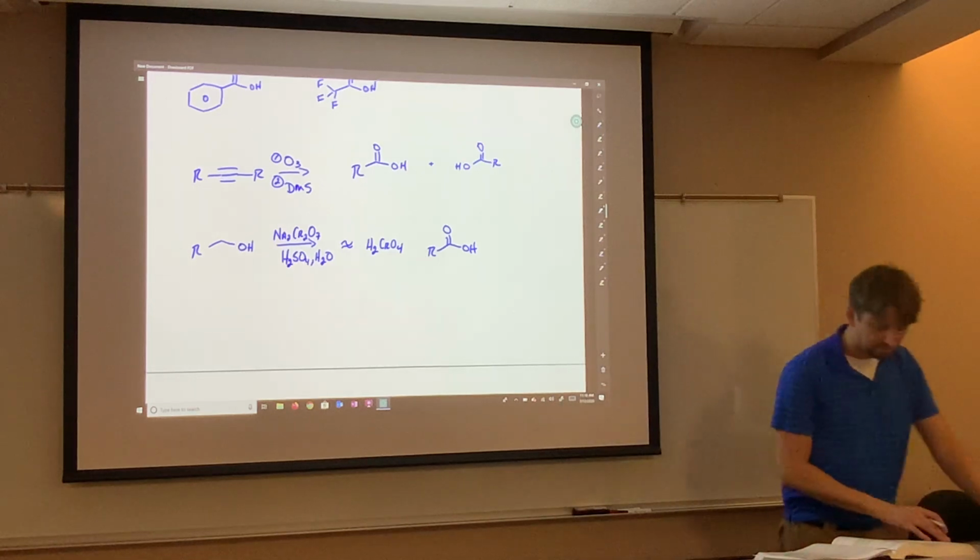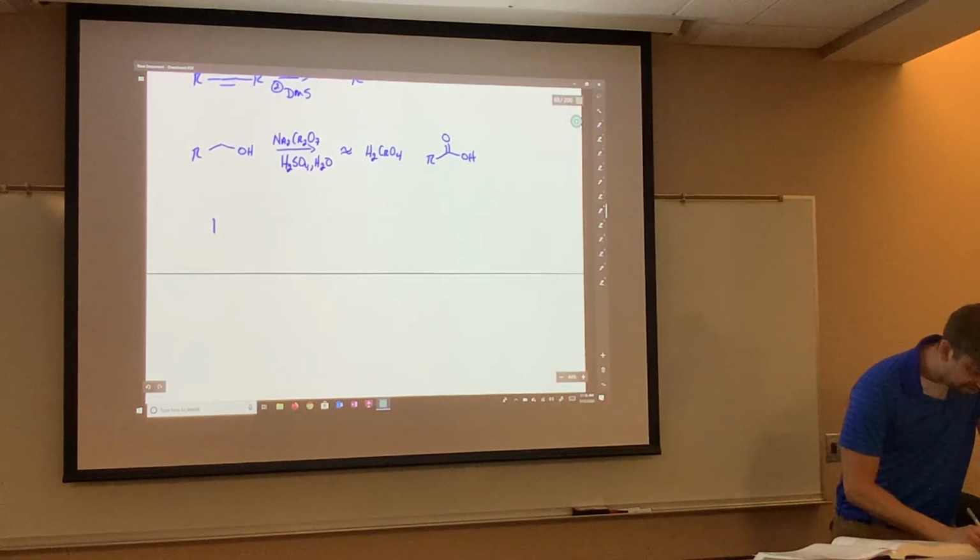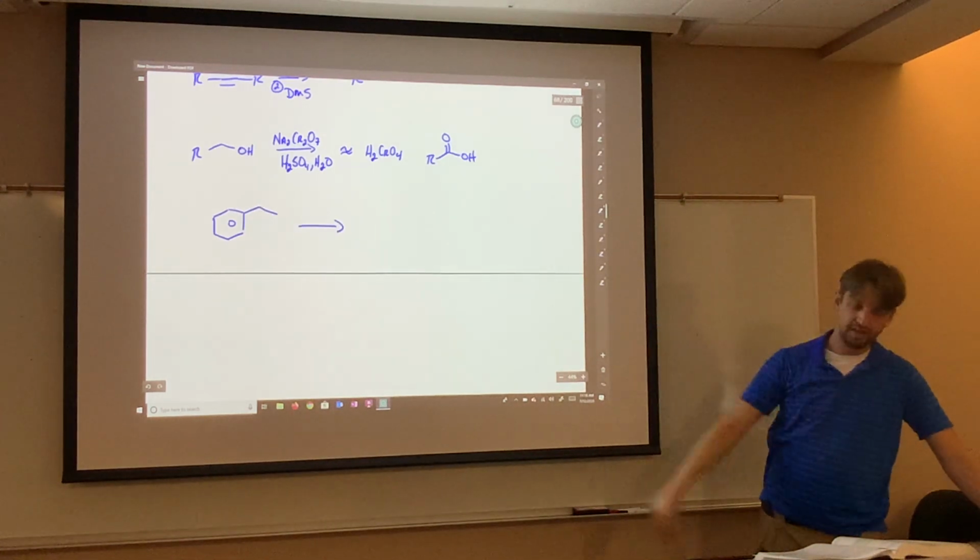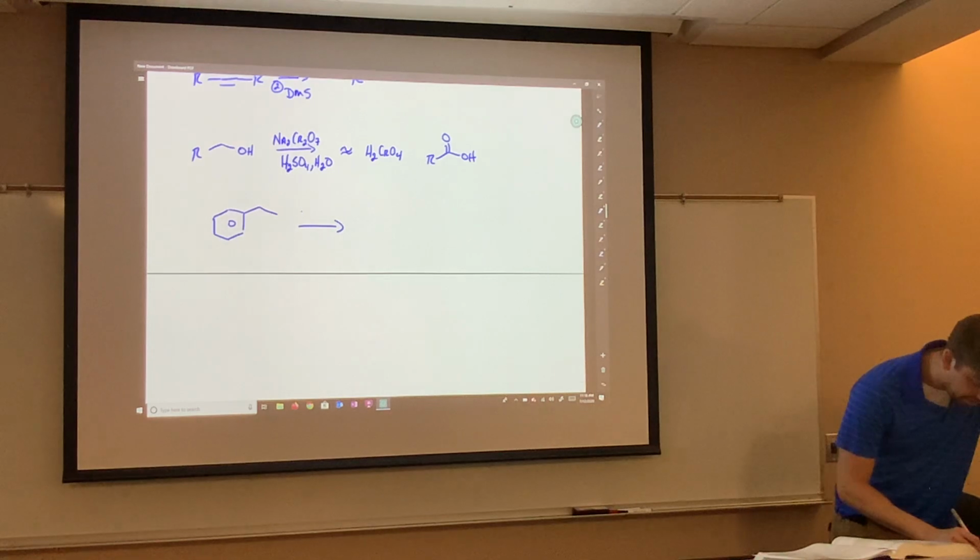So we learned about that. This semester specifically, we learned about if we can generate an alkylated benzene and we put it under these same conditions, right?